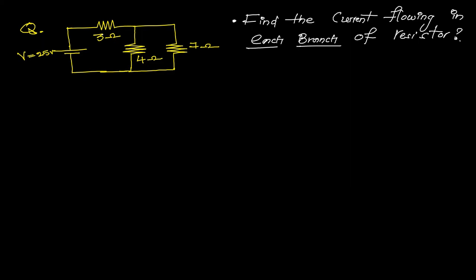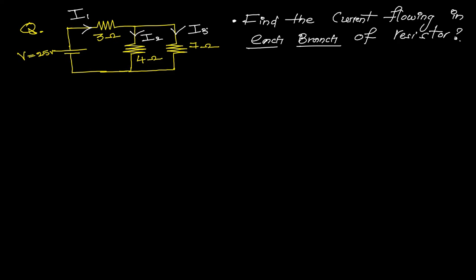Each branch means this 3 ohms resistor, here 4 ohms, and here 7 ohms. It means find the value of current flowing through the 3 ohms, as well as through the 4 ohms, and through the 7 ohms. For example, I am naming the current flowing through 3 ohms as I1, the current through 4 ohms as I2, and the current through 7 ohms as I3.